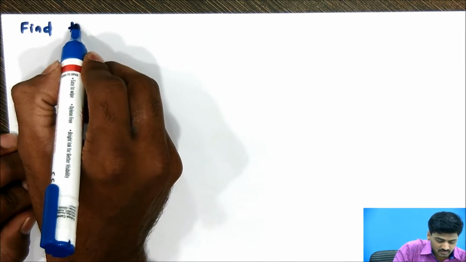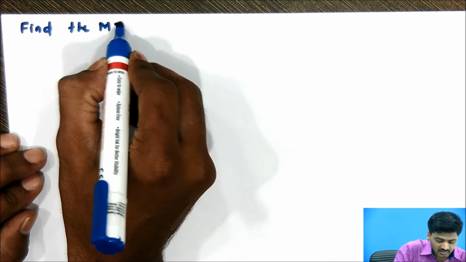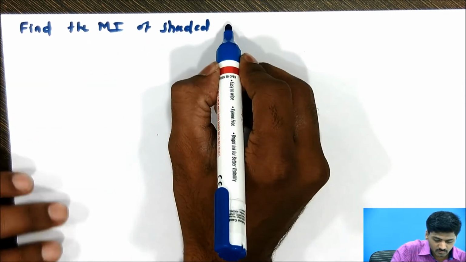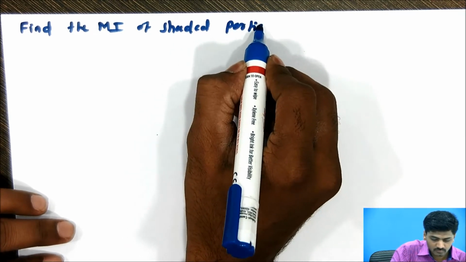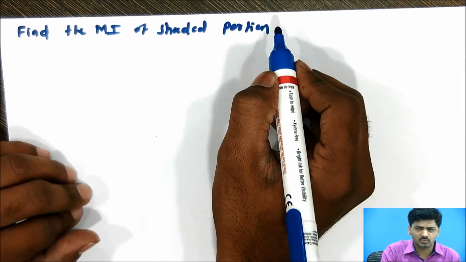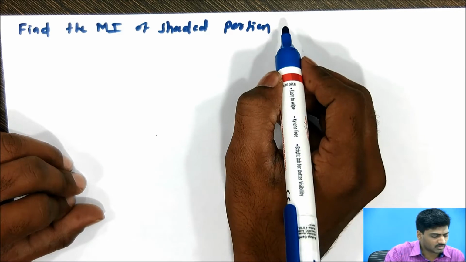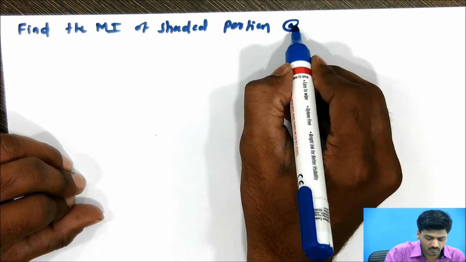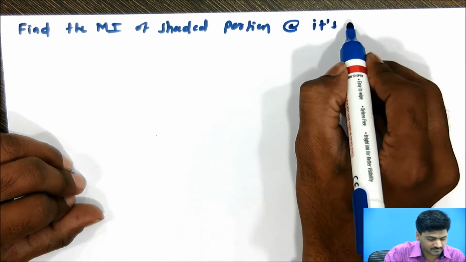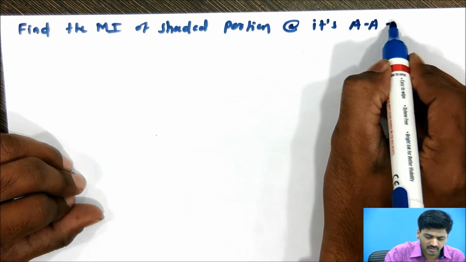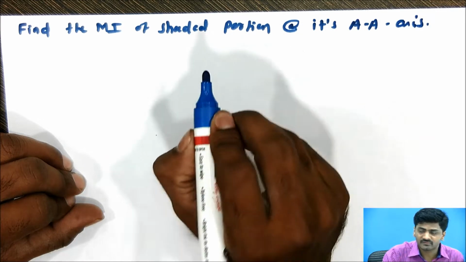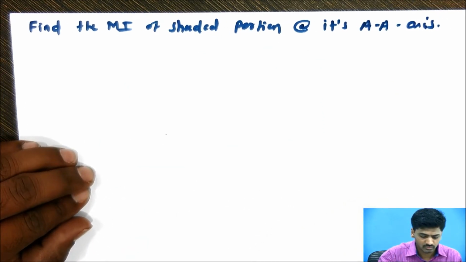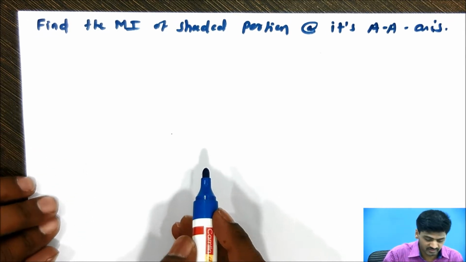Find the moment of inertia of the shaded portion. The shaded portion is nothing but the hatched portion. So find the moment of inertia for the shaded portion about its AA axis. About its AA axis. First of all, you may observe the figure.